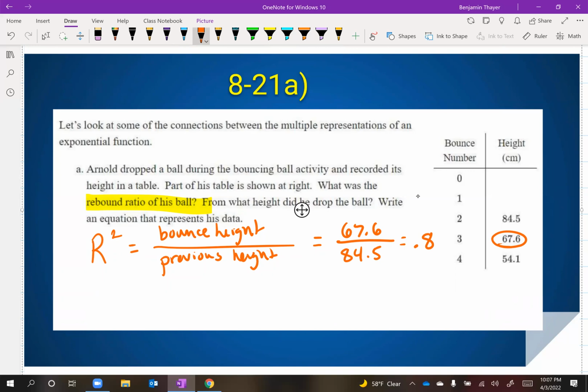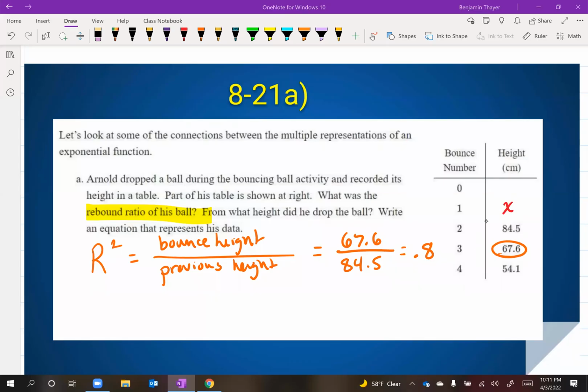So now that we know that piece of information, we can think about working this table backwards to figure out what these missing values are. We could also write an equation to represent this data. Okay, so let's find how high that bounce was after bounce number 1, or X. So we can think about it this way. Working our pattern forward, we are multiplying by 0.8. So if we want to work it backwards, we really need to divide by 0.8.